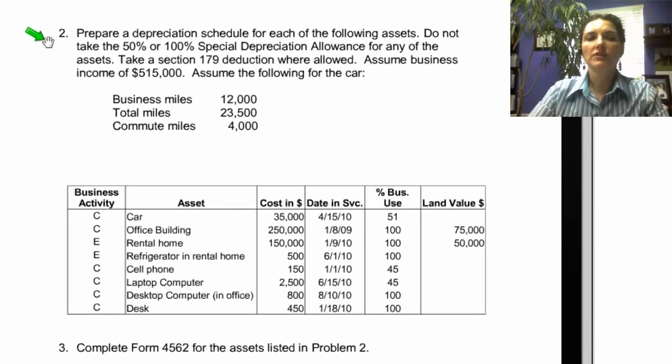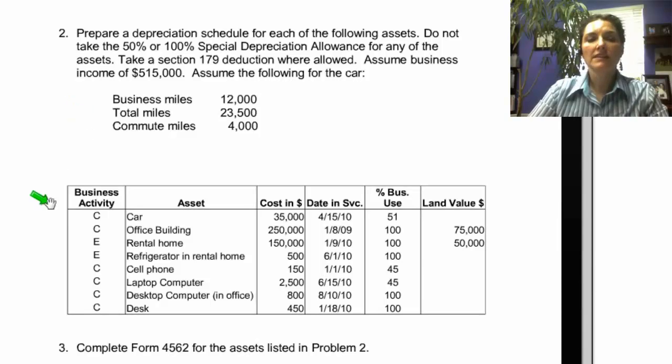Moving on now to question number 2. Prepare a depreciation schedule for each of the following assets. Don't take bonus depreciation, but do take Section 179 allowance where it is allowed. Assume business income of $515,000. Business miles on the car were 12,000. Total miles 23,500, and commute miles 4,000.